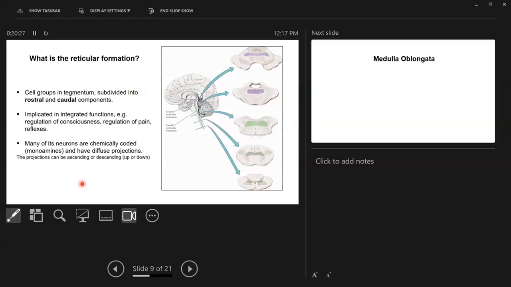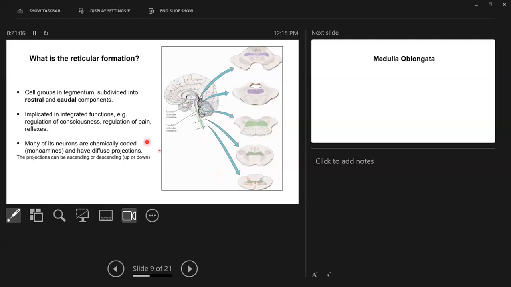What is the reticular formation? I've already made some references to this, that this is an integral part of the tegmentum along with cranial nerve nuclei. So these are cell groups presenting in the tegmentum. There is typically a more rostral component here. Blumenfeld labels that in purple, and a very extended caudal reticular formation that even goes into the spinal cord in the intermediate gray.